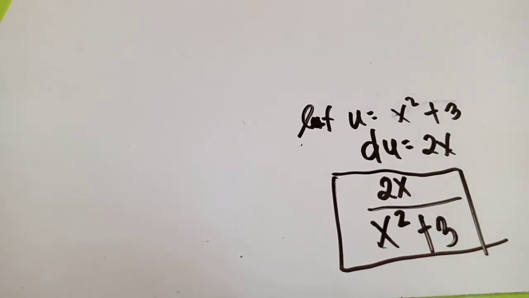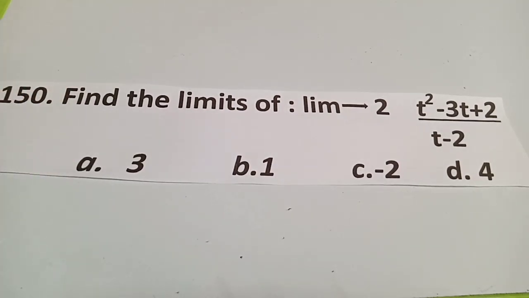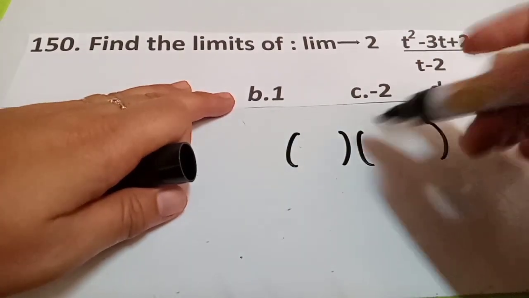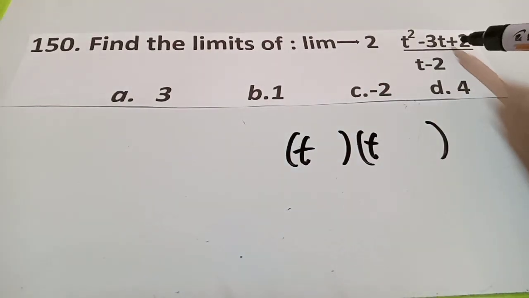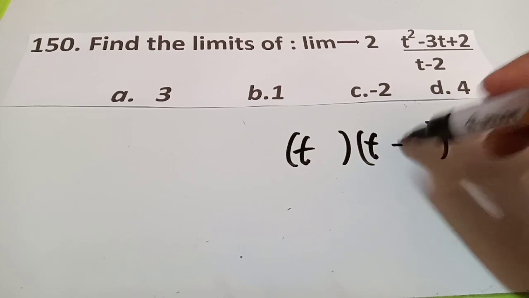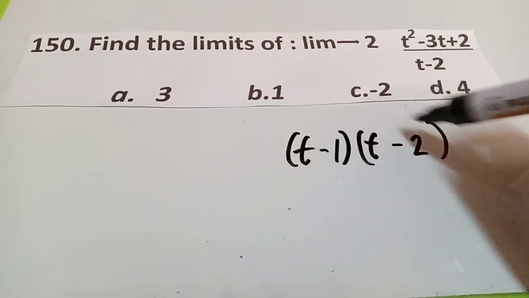Okay, let's proceed to 150. This will be the limits. Find the limit as t approaches 2 of t squared minus 3t plus 2 divided by t minus 2. What are the factors for this one? Let's have t and t. The signs will be negative, with negative 1 and negative 2.